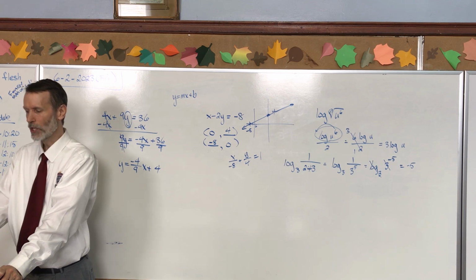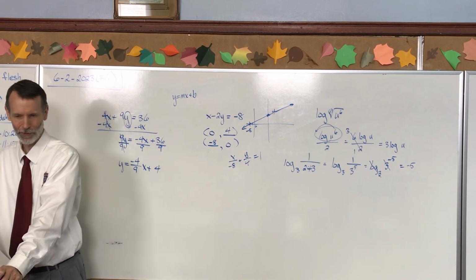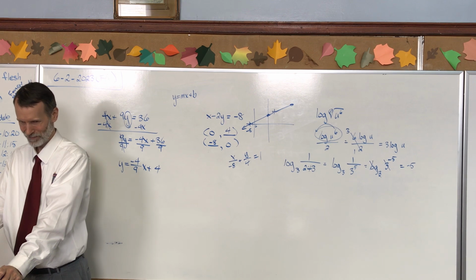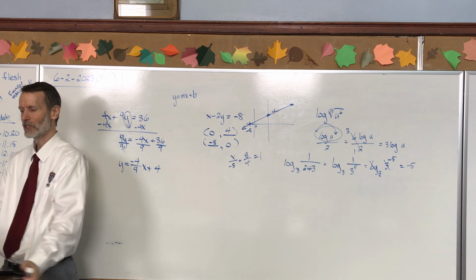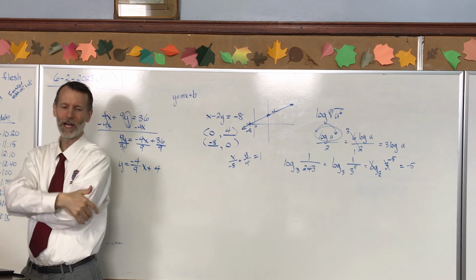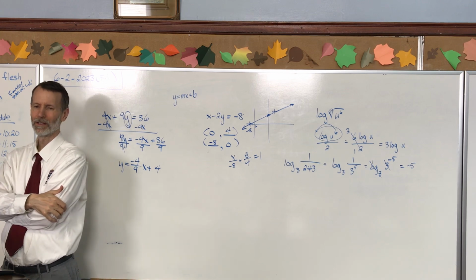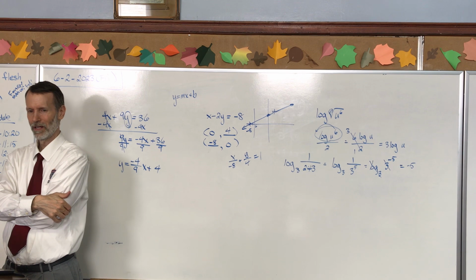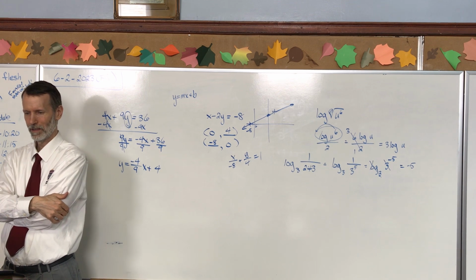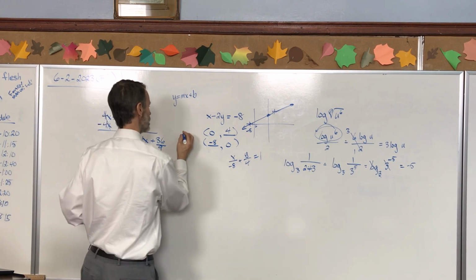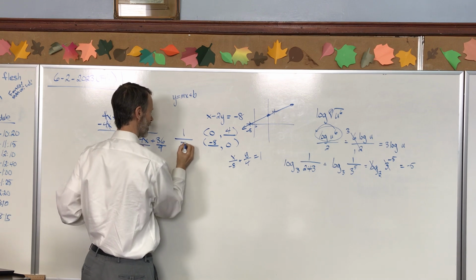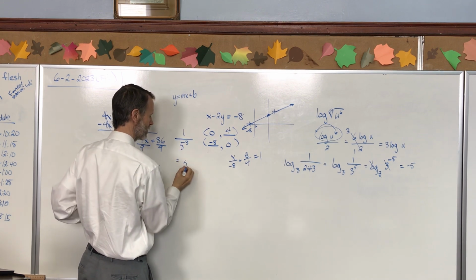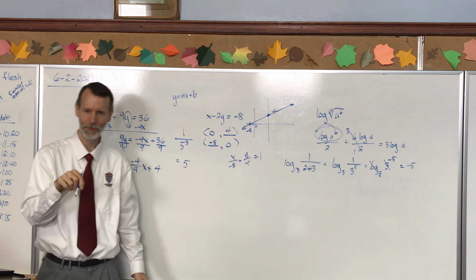125 is 5 to the 3rd power. So what is 1 over 5 to the 3rd power? 1 over 5 to the 3rd power is 1 over 125. 5 to the what power? How did it get in the basement?